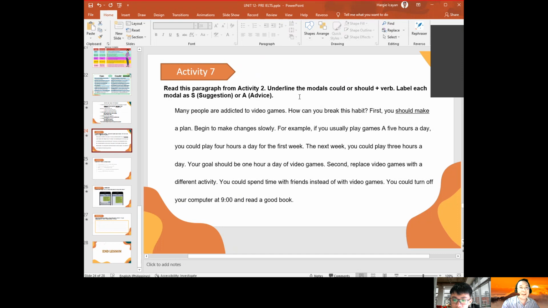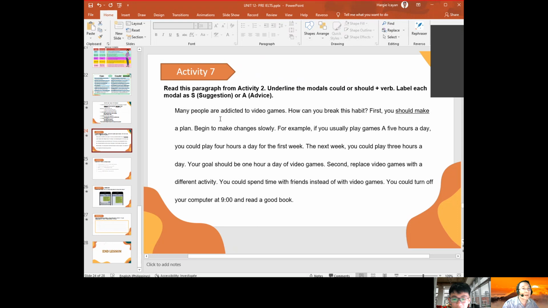Then underline the modals could or should plus a verb. Number one has been given to us, should make. The modal is should, and then the verb is make. Okay. Can we read this one aloud first, Koi, before we answer them? Okay, can you read?